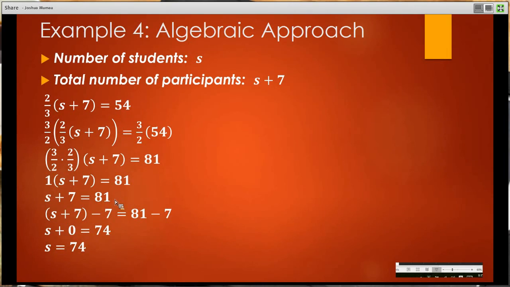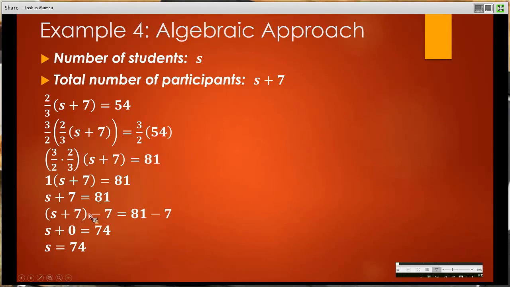We start off our equation with 2/3 times the quantity, S plus 7, and this all equals 54. So to get rid of the 2/3, we multiply by 3/2 to both sides. So 3/2 times 2/3, that gets us 1. When you multiply 3/2 times 2/3, you're multiplying by the multiplicative inverse, or reciprocal. So 1 times the quantity, S plus 7, equals 81. S plus 7 equals 81.